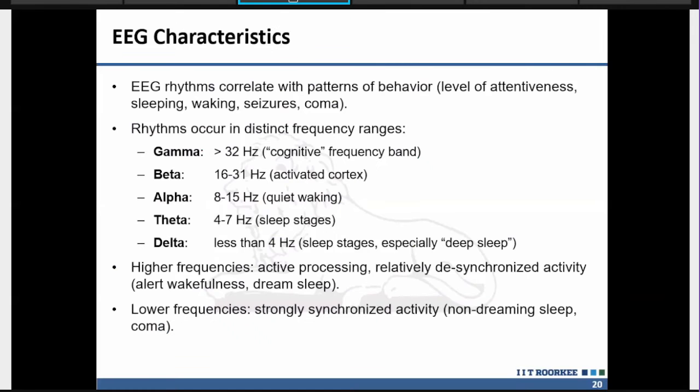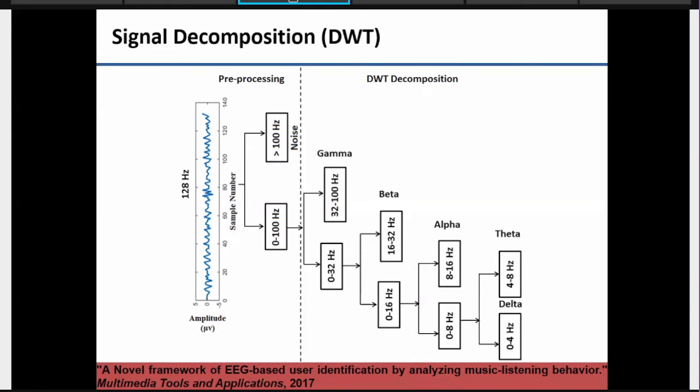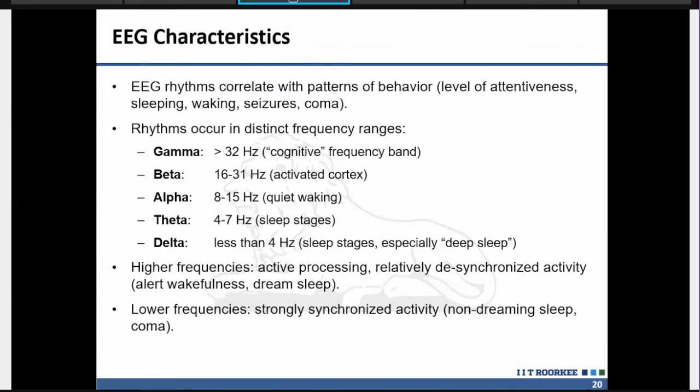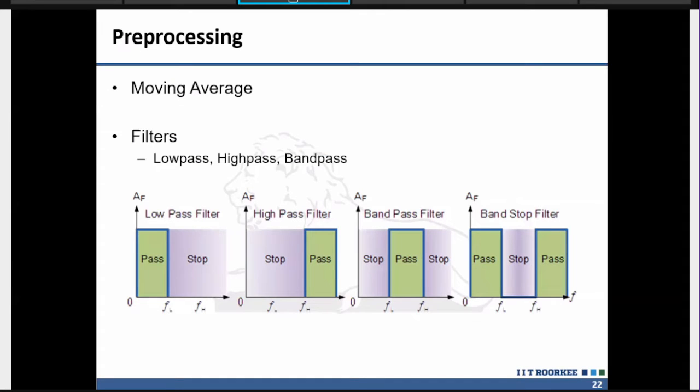So when you want to analyze those signals, you could do a discrete wavelet transform or Fourier transforms to separate those frequency components from those signals. And when you collect the data, there could be several noise sources. This noise could be processed for removal. You may use, for example, low pass filters, high pass filters, band pass filters.